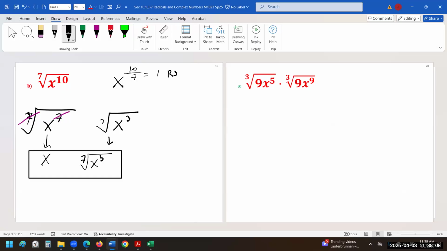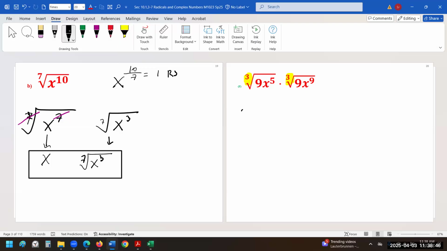The next one, we have 2 radicals, the same radical, and we have a multiplication sign between them. That means it's time to multiply radicals. We can multiply radicals if we have only one condition satisfied. That condition is as long as they have the same index, you can multiply them. If you have different indexes, you cannot multiply them. But as long as you have the same index, everything is multiplicable.